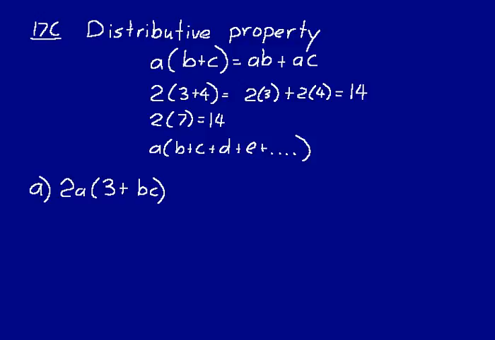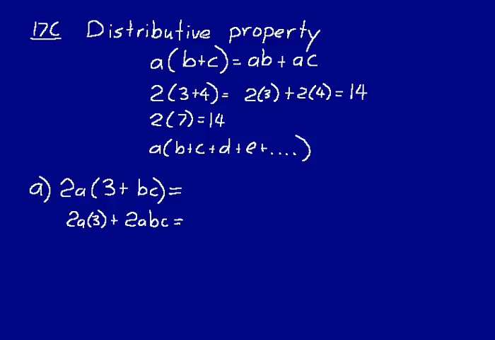Now, the distributive property can be applied to do problems where they tell you to expand this expression out. For example, look at practice problem A. We can't simplify 3 plus bc on the inside of those parentheses. But we could use the distributive property and expand that problem. We could take 2a and multiply it by 3, and then take 2a and multiply it by bc. So let's go ahead and do that. We'd have 2a times 3 plus 2a times bc, or we can just write 2abc.